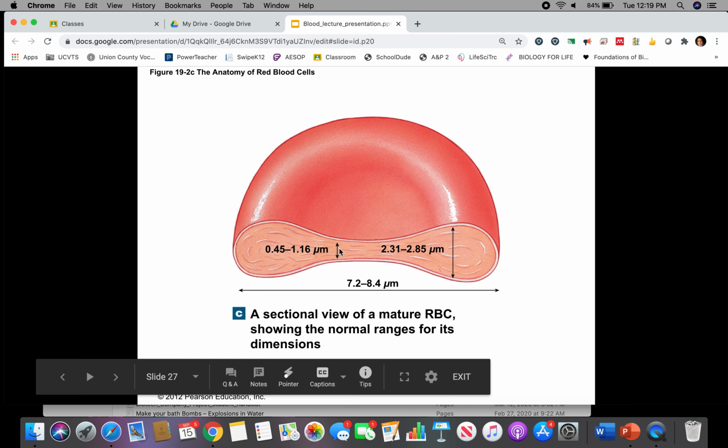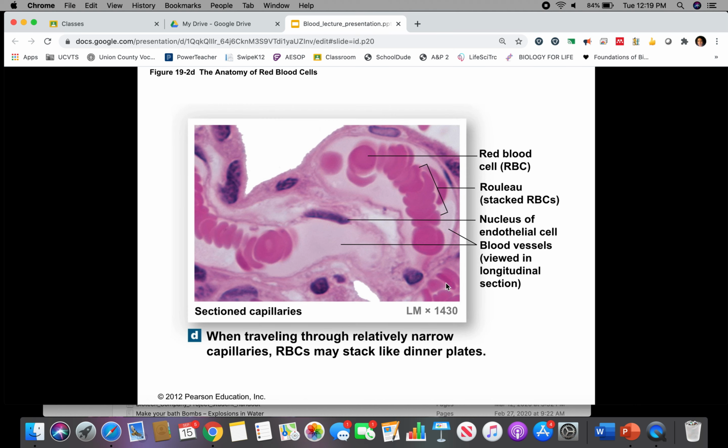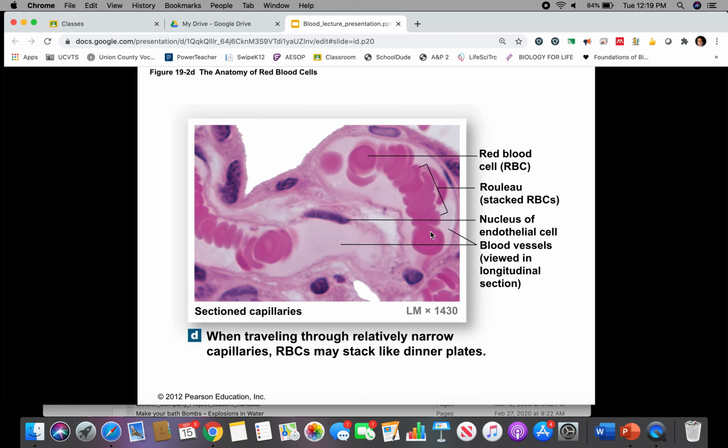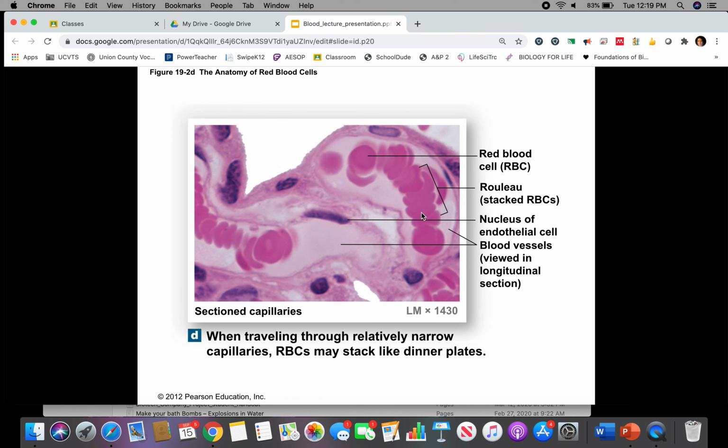And you will notice, as I was talking about, the diameter from end to end, you can think is 7.2 to 8.4 micrometers for the RBC. But notice, because of its disc shape, it is able to stack, and then it is able to converge through very tiny capillaries.